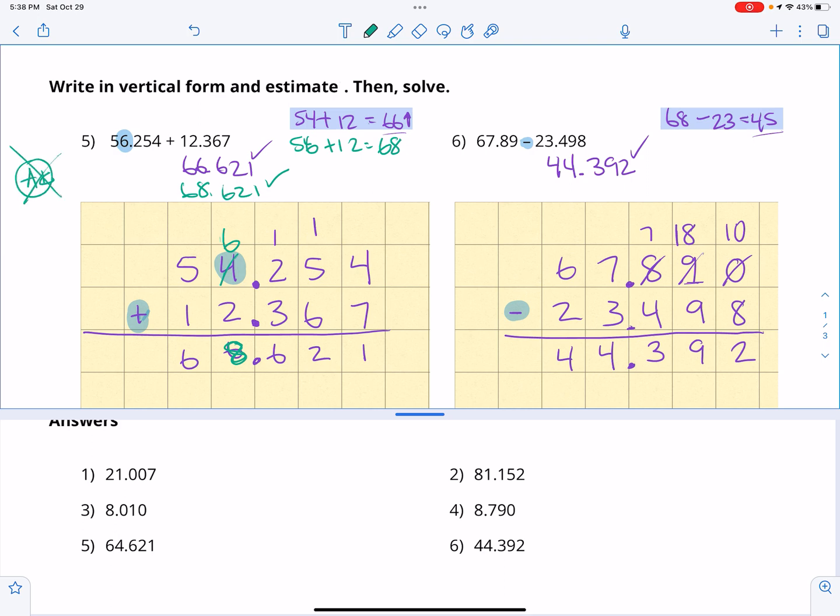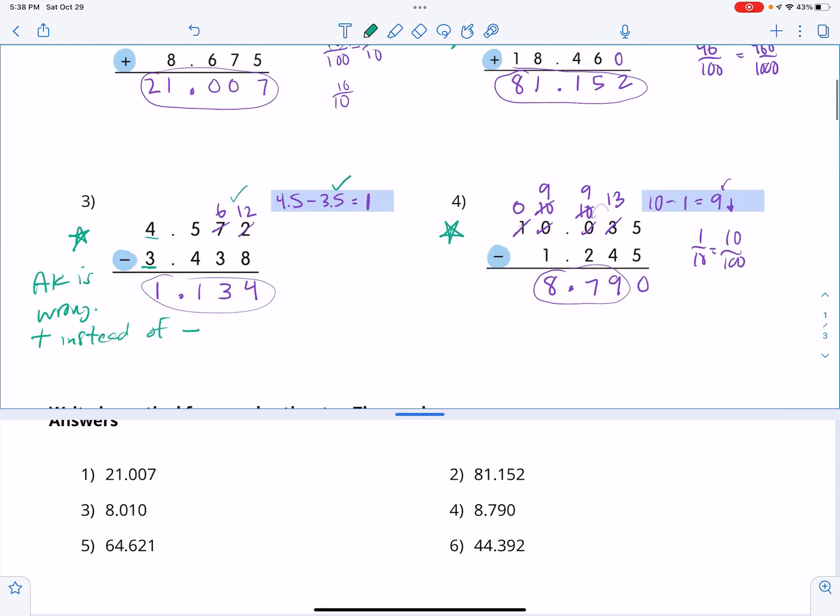I'm sorry if you can hear the dog in the background. All right, now getting to question number 6. The answer is 44 and 329 thousandths, and that is what the answer key says as well. So that one is right. 2 mistakes on the answer key. Shame, Mr. Plaska, shame.